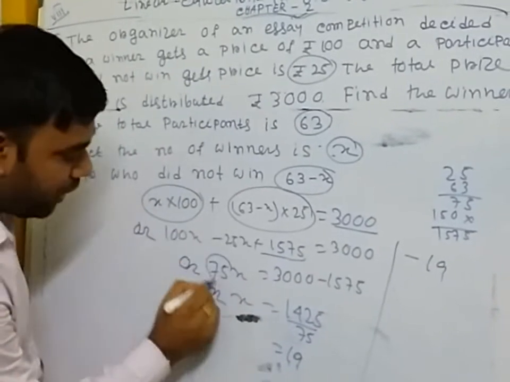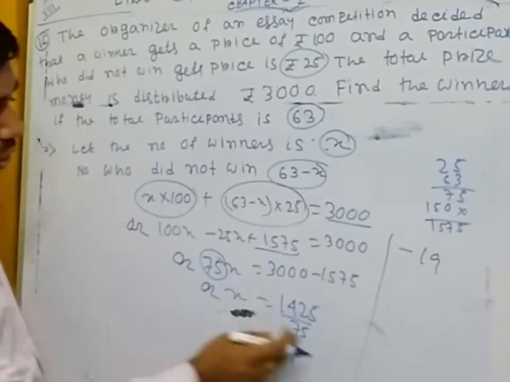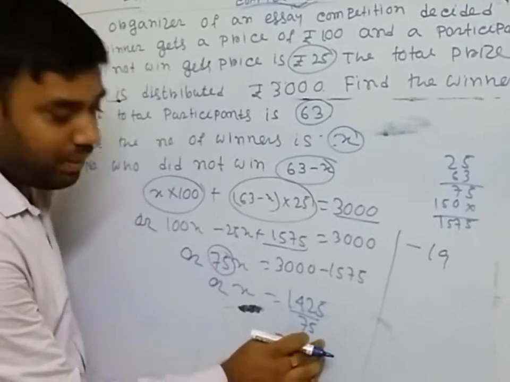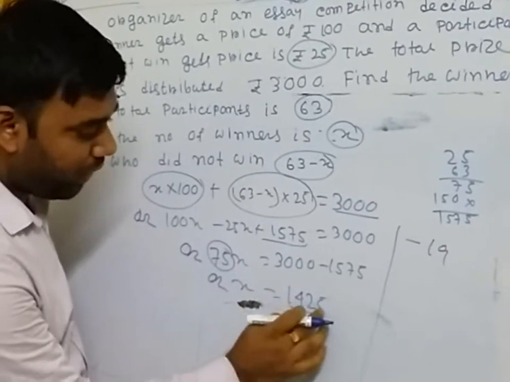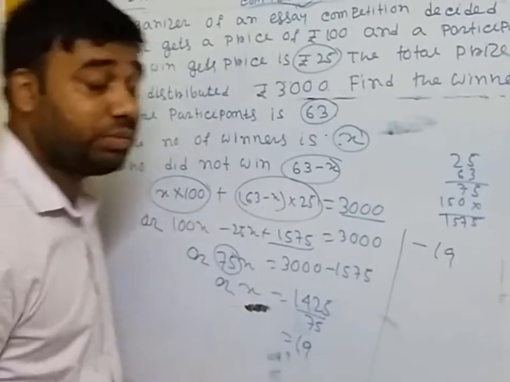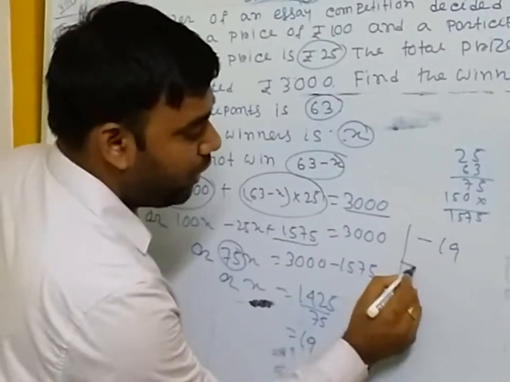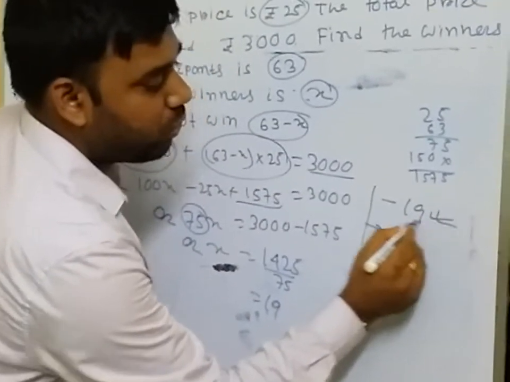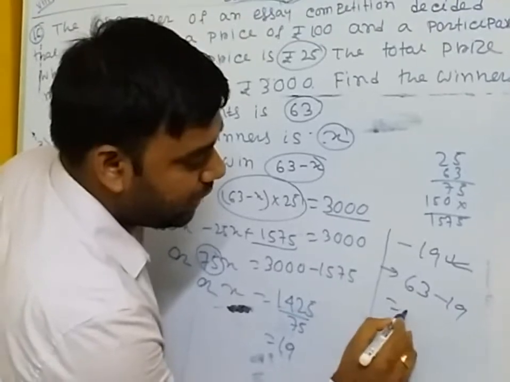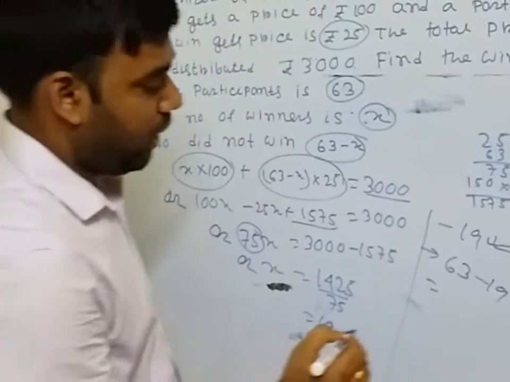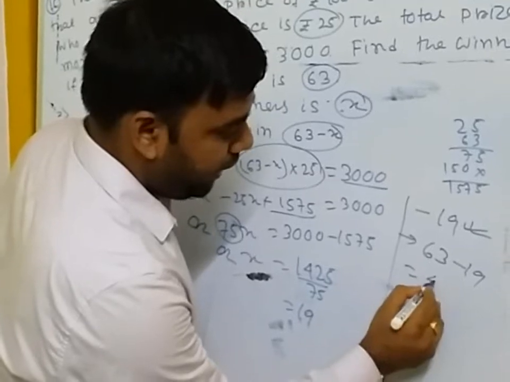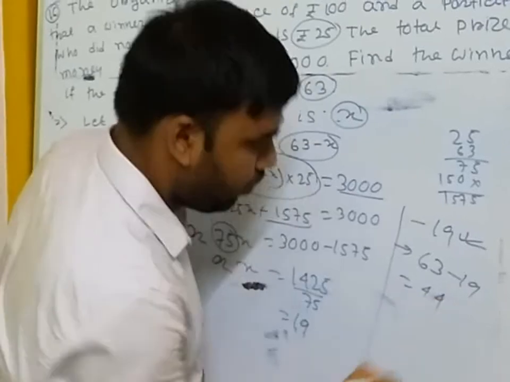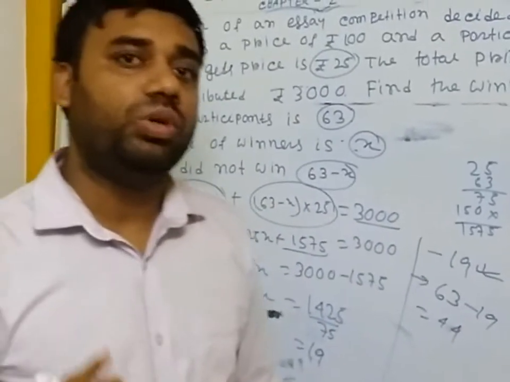Now 75 is multiplied with x, so when it changes side it becomes a division. So x equals 1425 by 75, which is 19 winners. The total number of participants is 63, so the number who did not win is 63 minus 19, that is 44. Okay, 44 participants did not win.